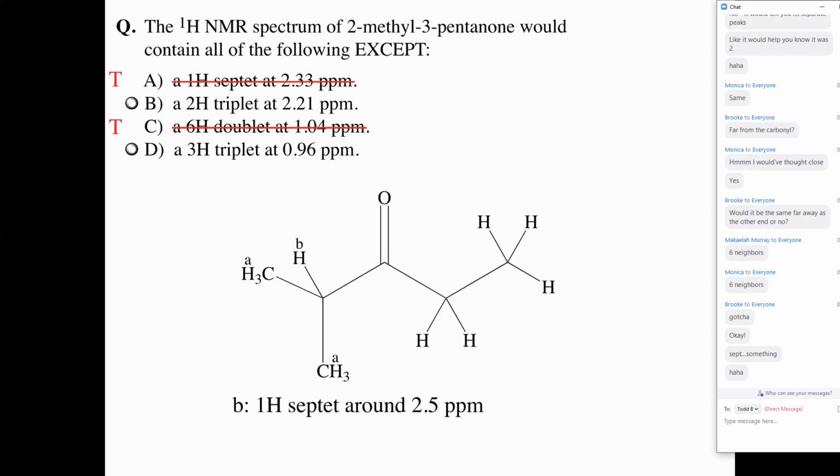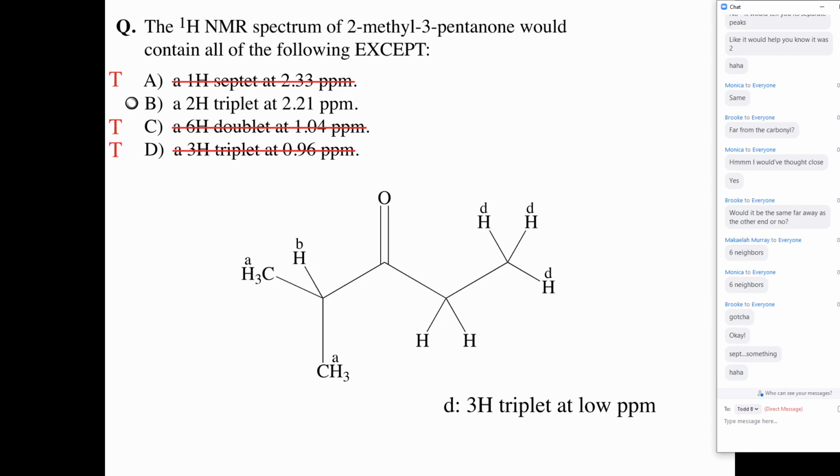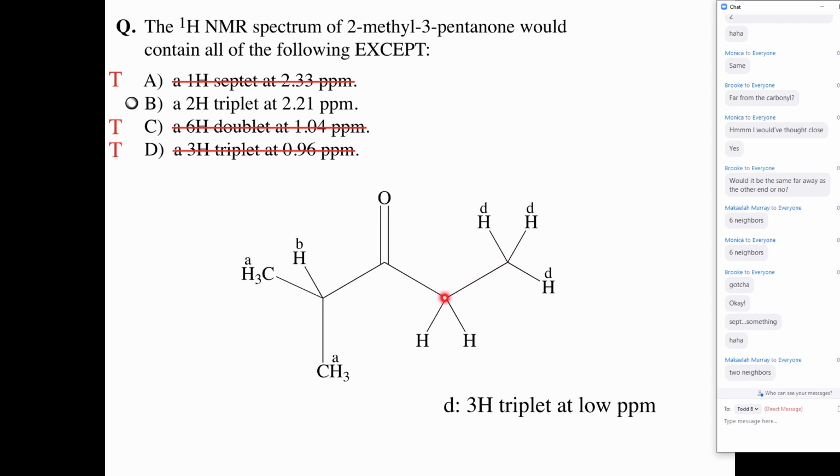Okay, so B looks good. What about these? I'm going to jump to this end. These are all equal. I've screwed with you by drawing all 3 separate, but do you agree they're all coming off the same carbon? So CH3 group, all are D, 3 H's. Why is it a triplet? Two neighbors, you see 2 plus 1, so triplet. Low ppm because it's the farthest away.